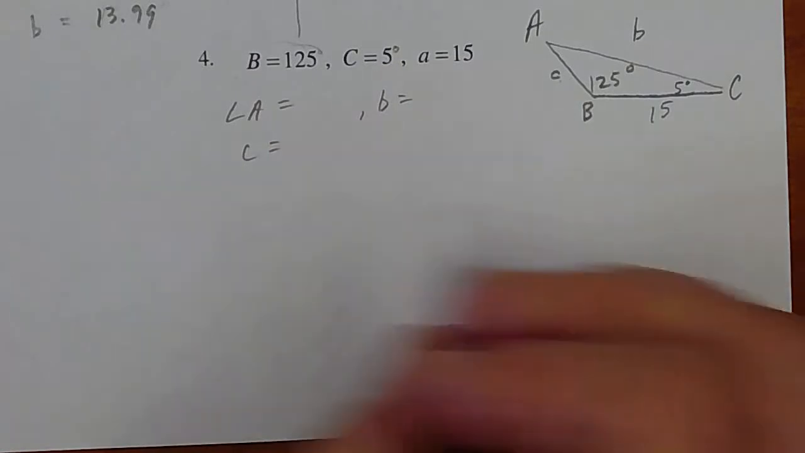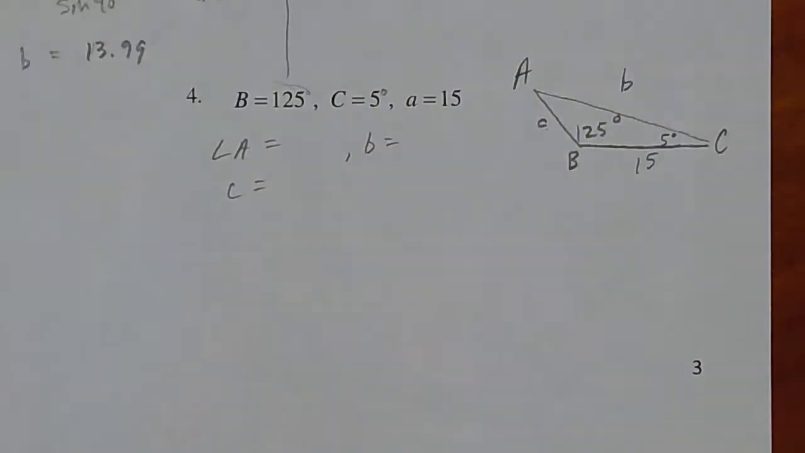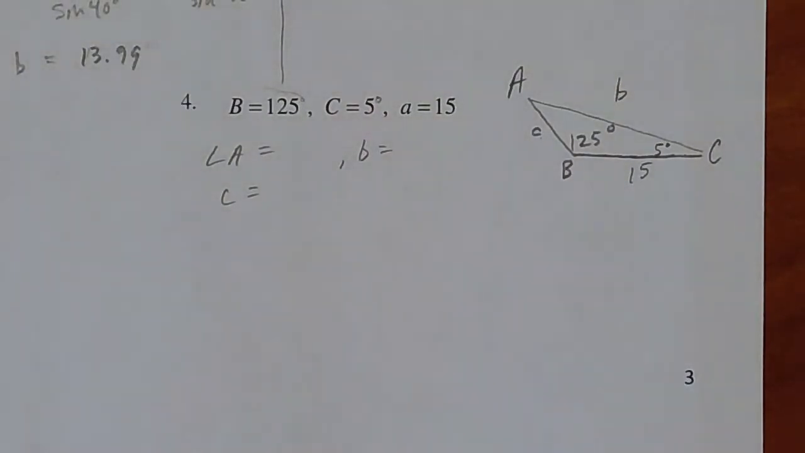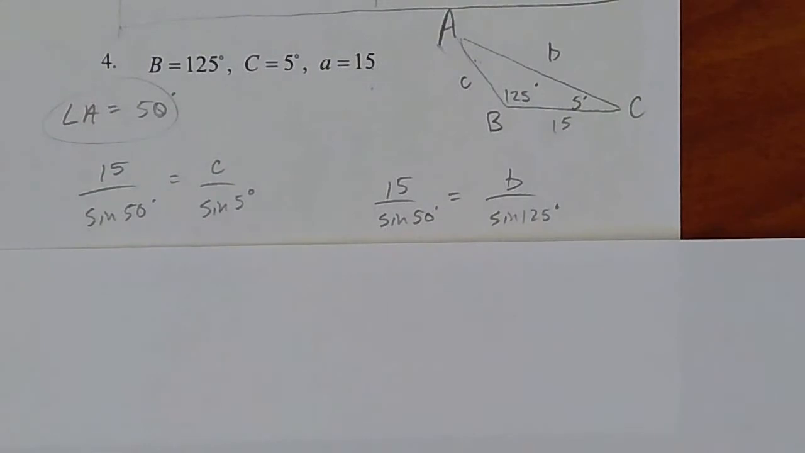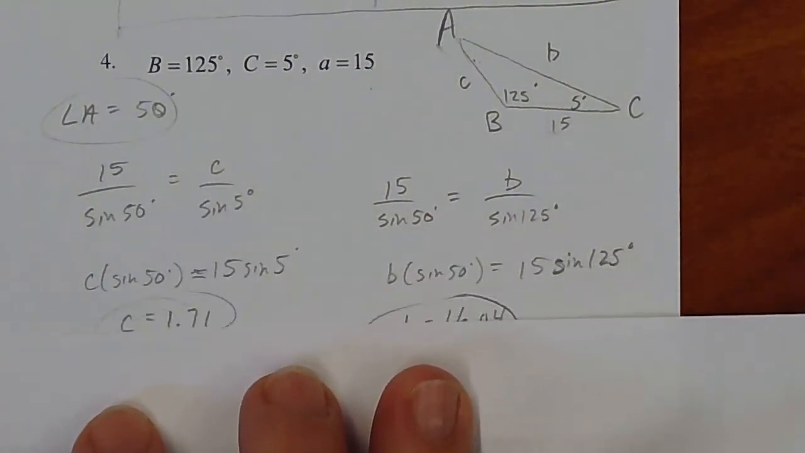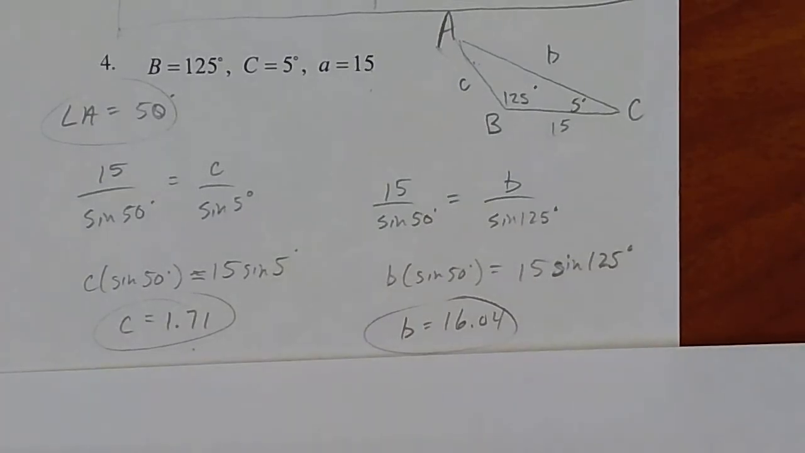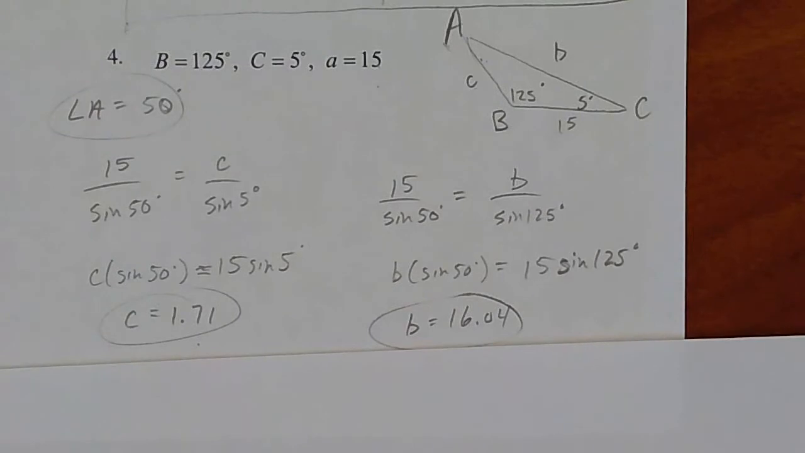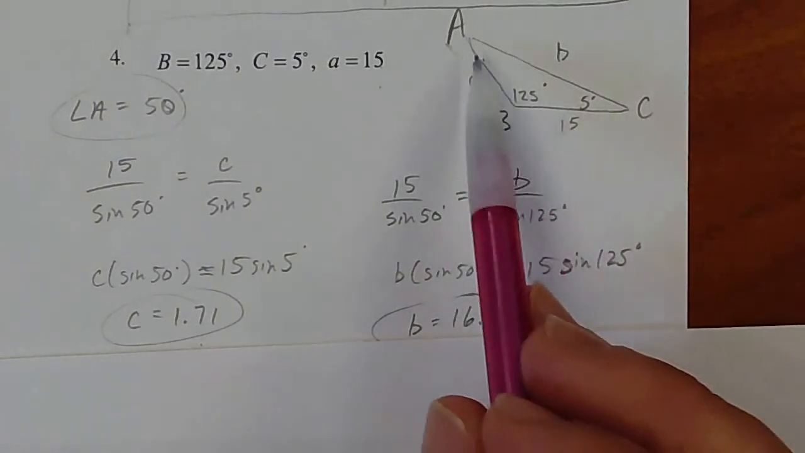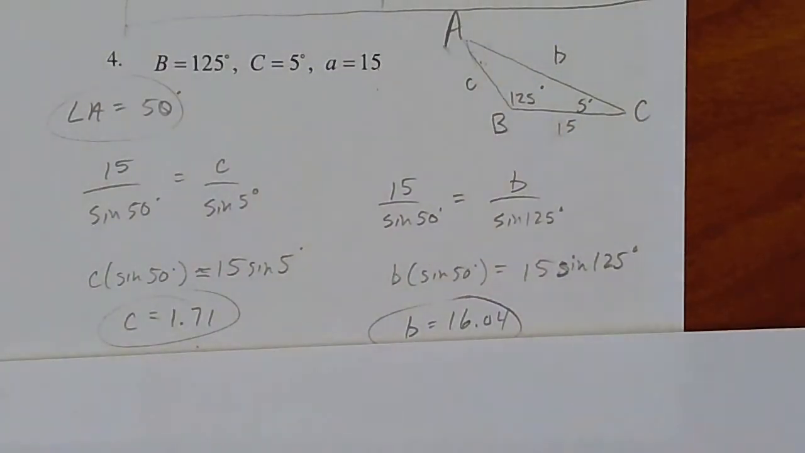Okay, so go ahead, pause, get a minute or two ahead of me, and let's finish 4 and then do the area formula on the next page. All right, here's the two ratios you need to set up. Angle A is 50 degrees. So we get 1.71 and 16.04. See how you have to find angle A first, otherwise you have two unknowns. So go find angle A, and then we can use that to our advantage to set those up.